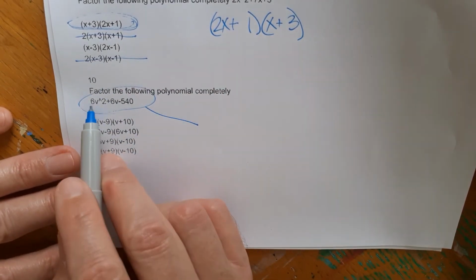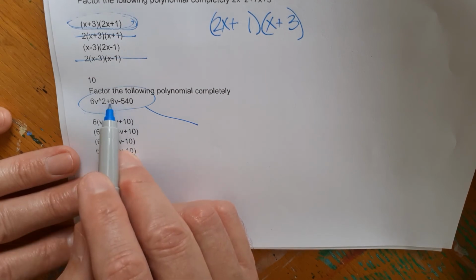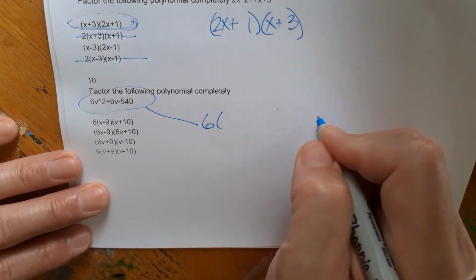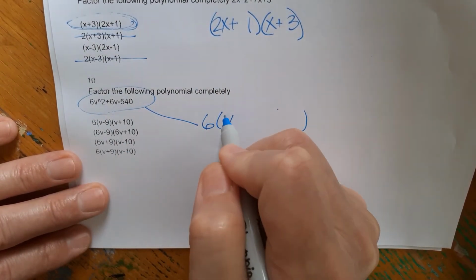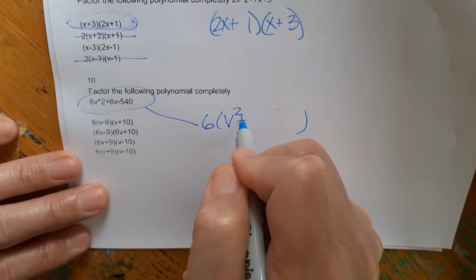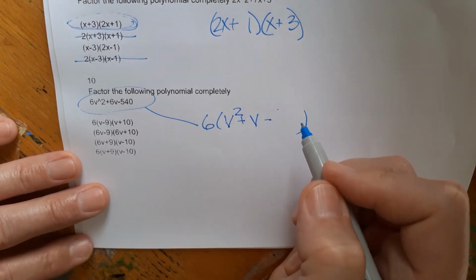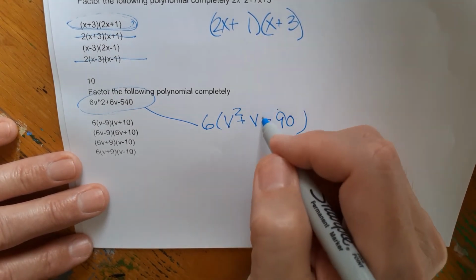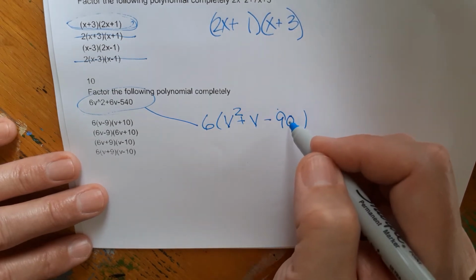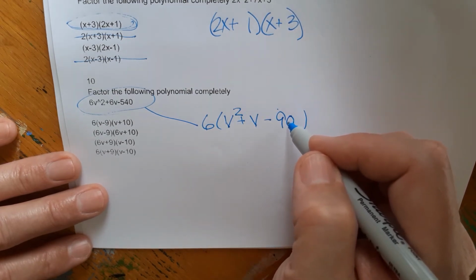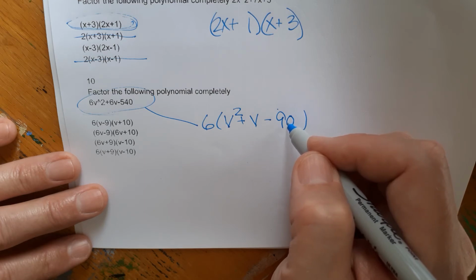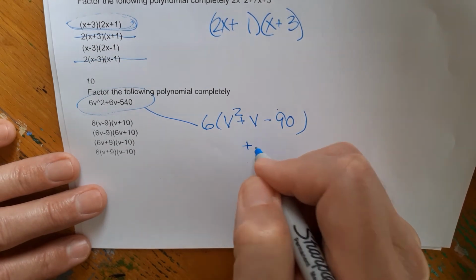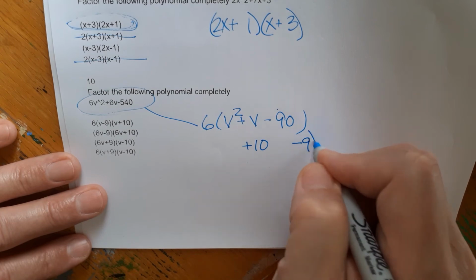Can I pull a 6 out? 6 comes out of this term evenly, out of this term evenly, and out of this term. So let's pull the 6 out and rewrite it. It's going to give us v squared plus v minus 90. And anytime I end up with 1 in the middle, I'm thinking 90, 9 times 10. 9 times 10 is 90, right? And this one's positive. So what if I have a positive 10 here, a negative 9 here?